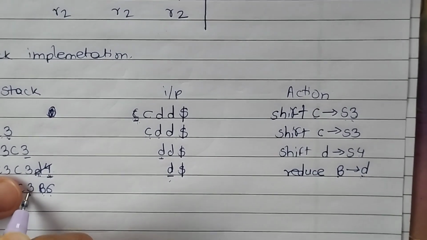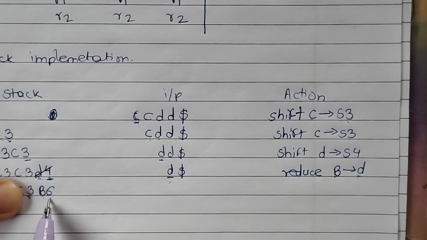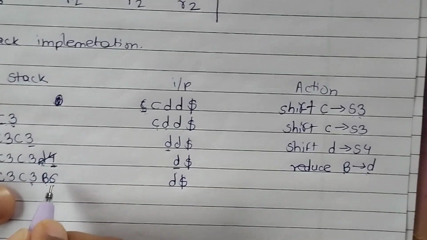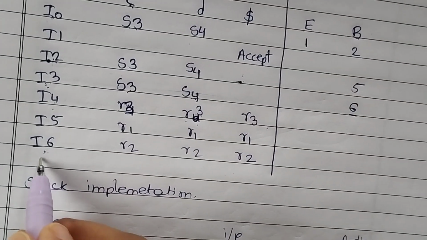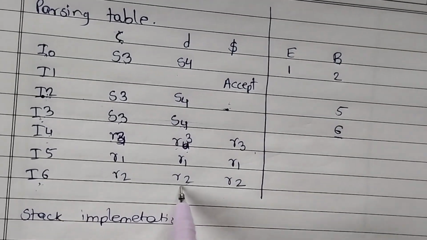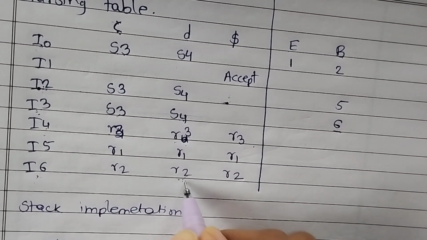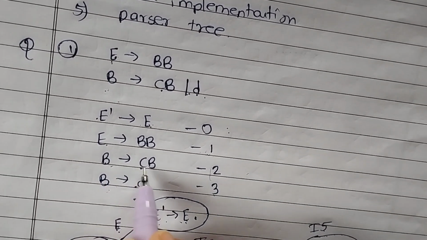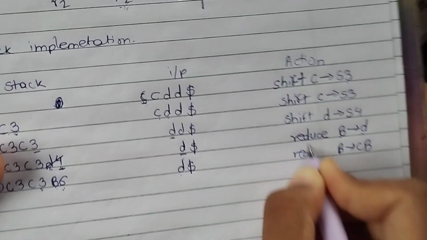Now we check this I3 and B. I3 and B is 6. The number is 6, so we write number 6. Now the remaining D dollar is as it is. Now we check I6 and D. I6 and D is R2. R2 means reduce, so we check the grammar of number 2. The grammar at numbering 2 is B reads CB. This is the reduce.